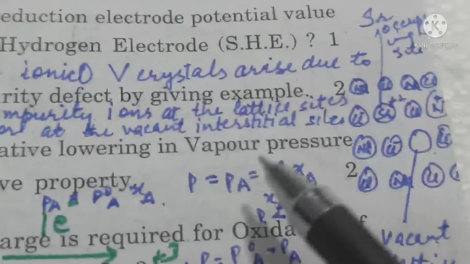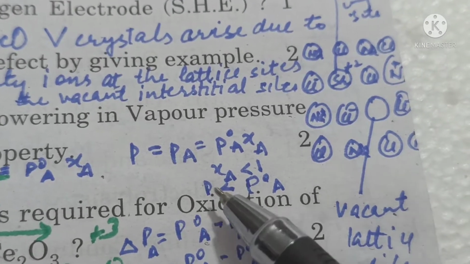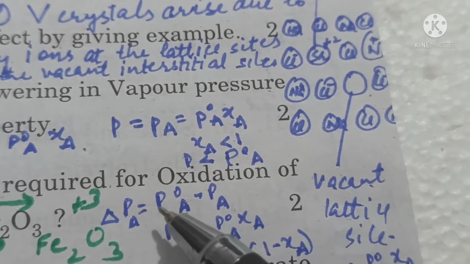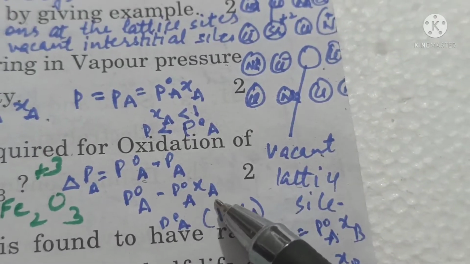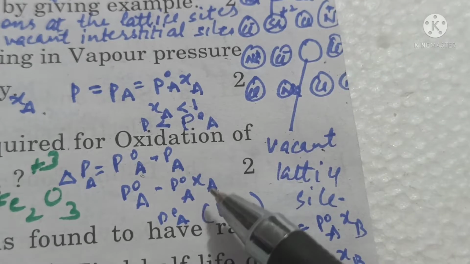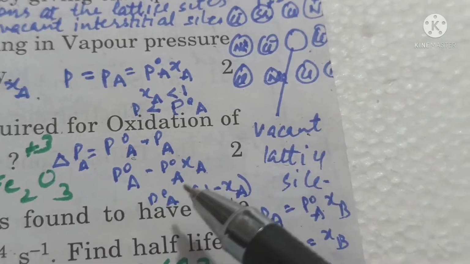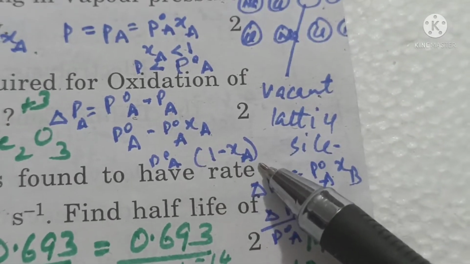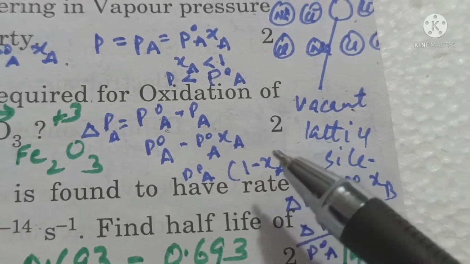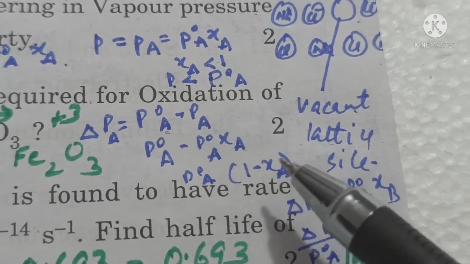So, the lowering in vapor pressure, we can say that lowering in vapor pressure is P0A minus P. But PA is P0A into XA. So, we get lowering in vapor pressure is equal to P0A minus P0A into XA. Taking P0A common, we get 1 minus XA. So, lowering in vapor pressure is equal to P0A into 1 minus XA. Now, because in a binary solution, if one component is XA, the other component will be 1 minus XA. So mole fraction of solute will be 1 minus XA.